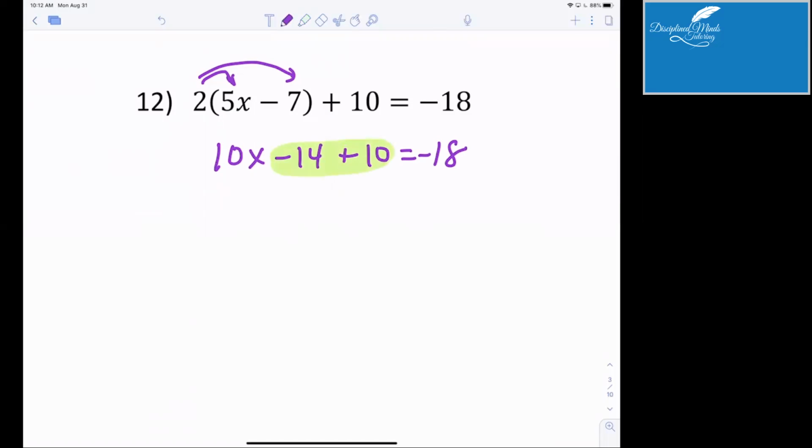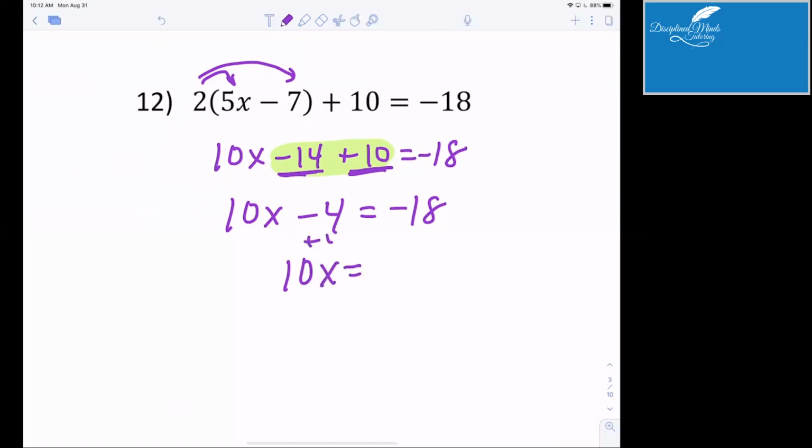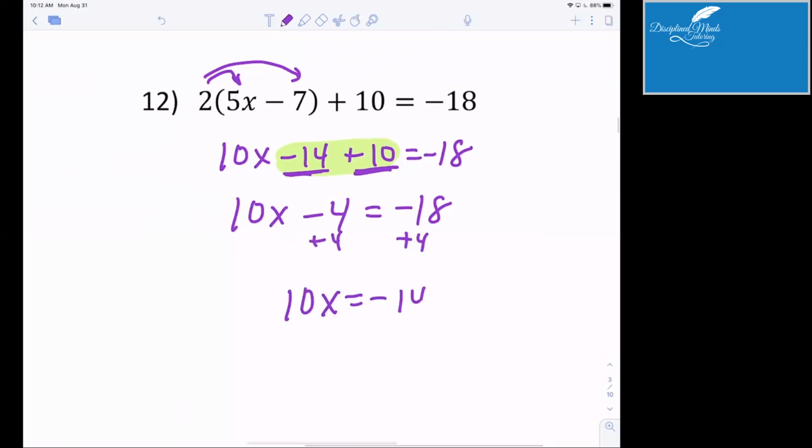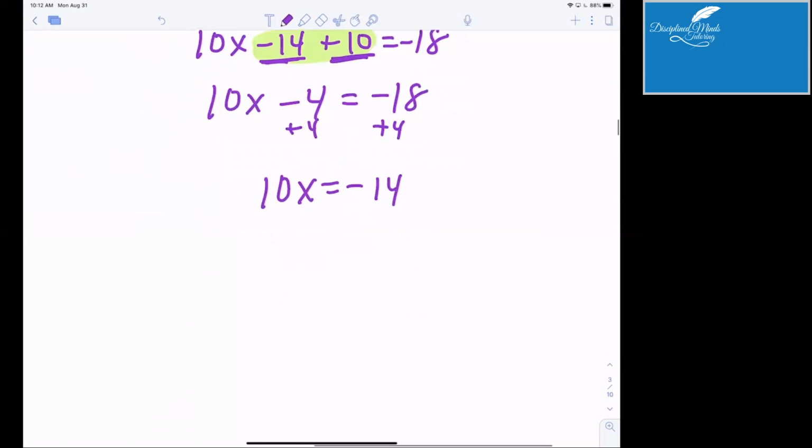Wait a minute. 10x. What is negative 14 plus 10? Thank you. Now what? Plus 4. That's right. So 10x is equal to? Good job. Now? 5. And reduce the fraction.